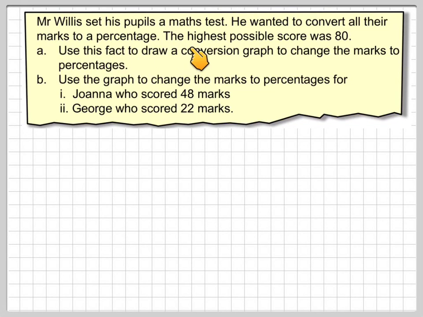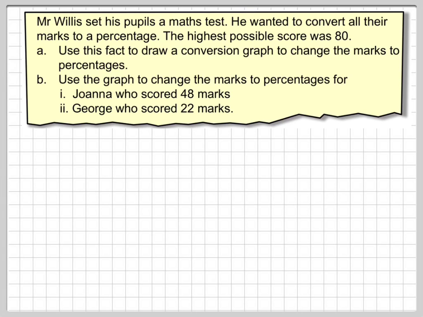Mr. Willis sets his pupils a maths test. He wants to convert all their marks to a percentage. The highest possible score is 80. Use this fact to draw a conversion graph to change the marks to percentages. Use the graph to change the marks to percentages for Joanna, who scored 48 marks, and George, who scored 22 marks.